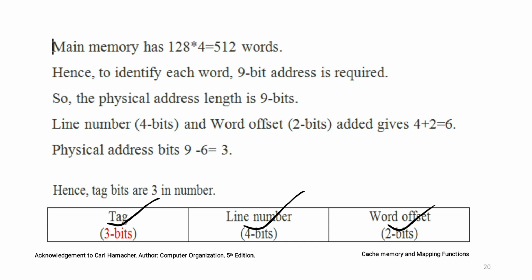With 3 bits, how many can we represent? 8. Then cache-sized partitions in main memory, how many are possible? 8. So from 0 to 7. 0 means 0, 0, 0, with 3 bits we'll write. That is the first partition in main memory. Then the second partition is 0, 0, 1. The last partition is 1, 1, 1.